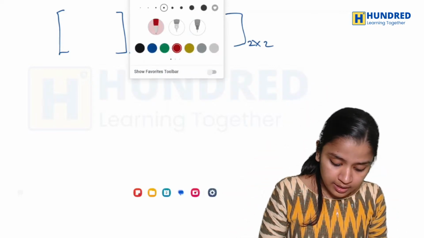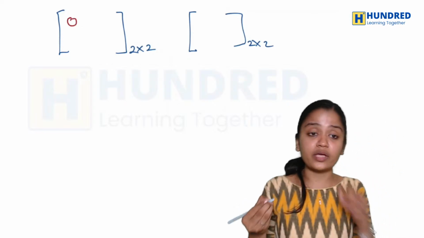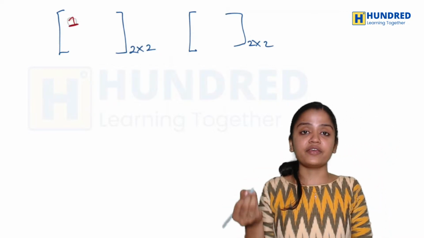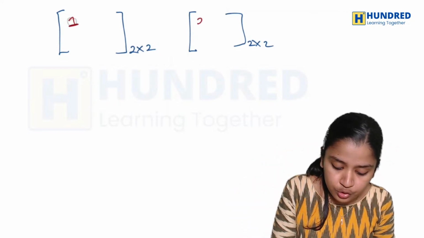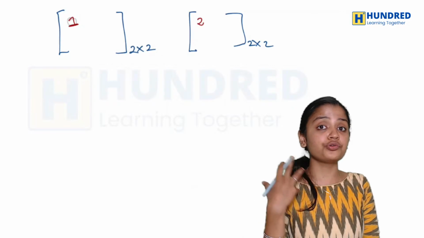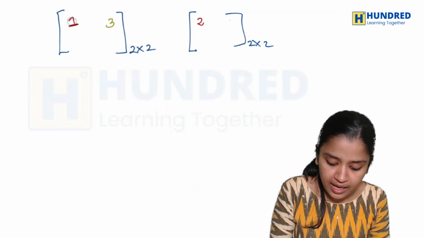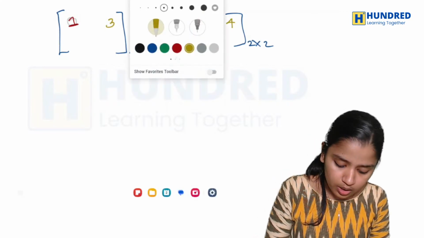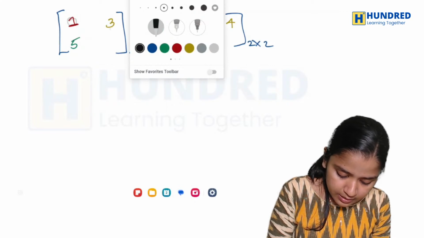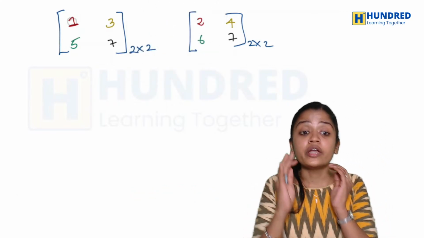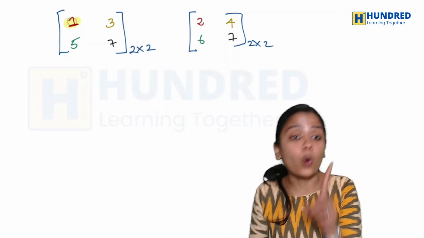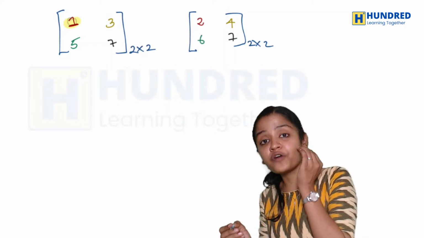Let me keep this as a red circle and give it a name. Say 1 here, and 2 here. I'm writing in different colors so that you know. I have 3 here and 4 here. Now let me write in green, 5 here, 6 here, and in black, 7. Now look at the colors. I have 1 in the first row and first column.